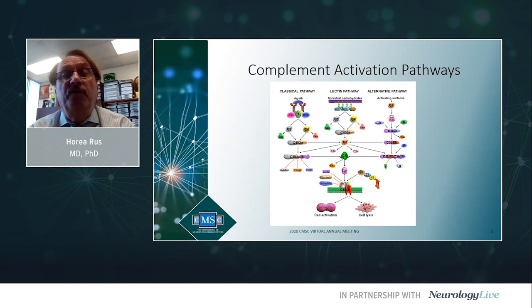Cleavage of complement C5 leads to the formation of C5a, which is an anaphylactoxin, and also to C5b. C5b starts the formation of what's called the terminal complement pathway, which leads to the formation of C5b29 or membrane attack complex. This inserts in the membrane and can lead to either cell activation or cell lysis through necrosis.